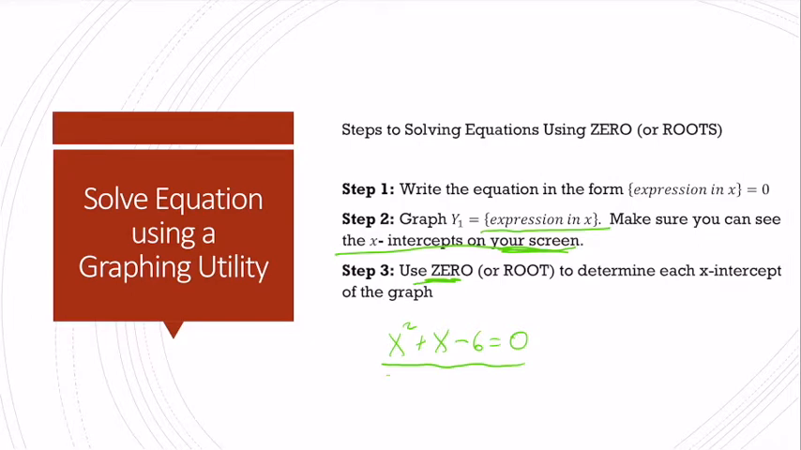But if we wanted to factor this, we'd see that this factors to x plus 3, x minus 2. If I set these equal to 0 individually, I have x plus 3 equals 0, so x equals negative 3, and x minus 2 equals 0, so x equals 2. So that's one way: set it equal to y and solve for the roots or zeros of the function.